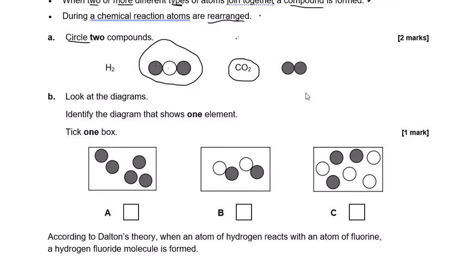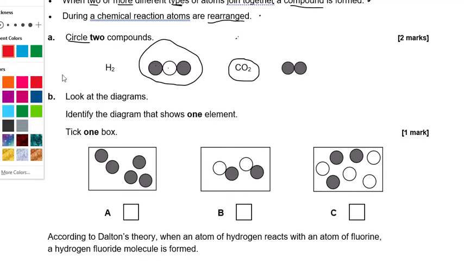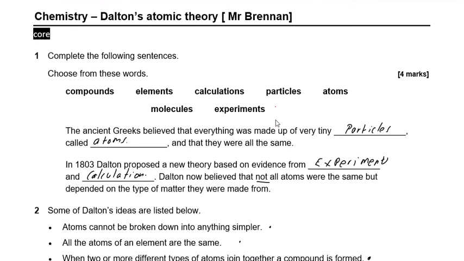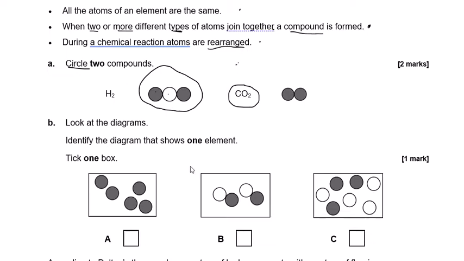Now for this next one, it's important that you know the meaning of this word, element. Okay, now an element is the simplest chemicals. Right? Elements are the simplest chemicals. They're not made of anything else. So, how many types of atom have we got in this box? Well, it's two. There's this white one and the grey one, and they're joined together. So this is a compound.